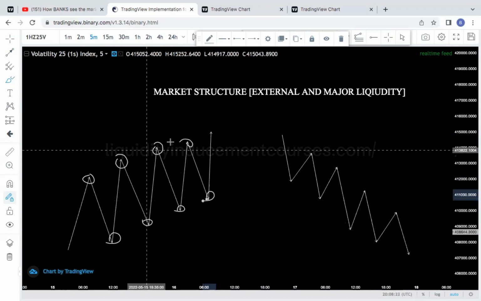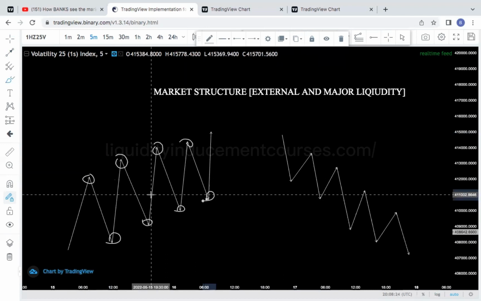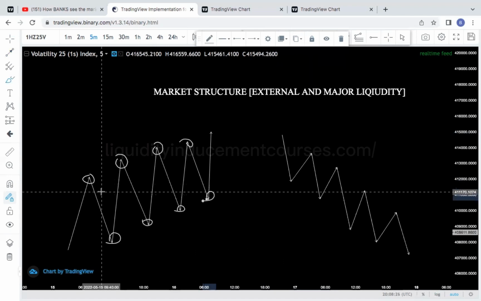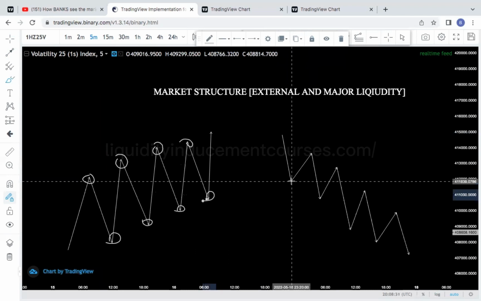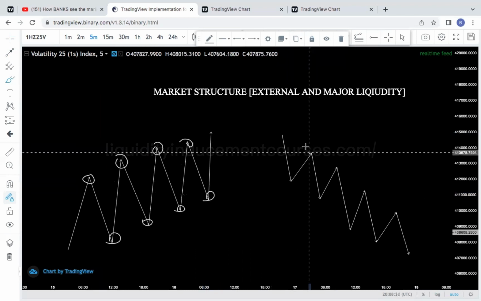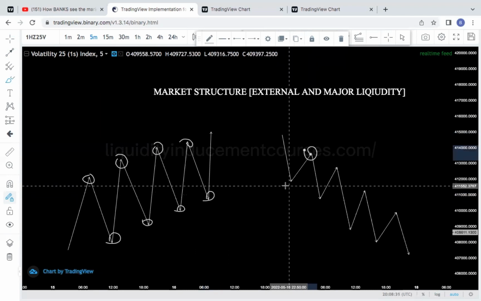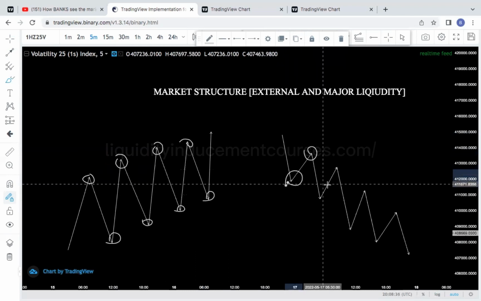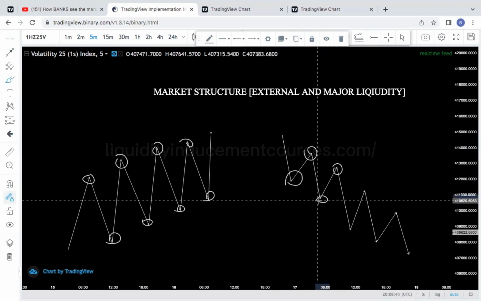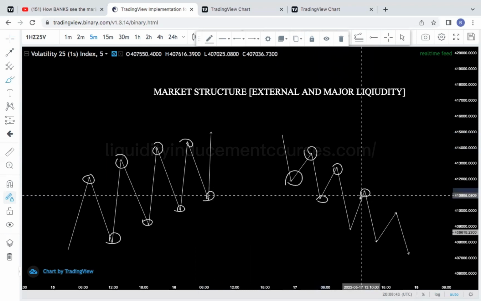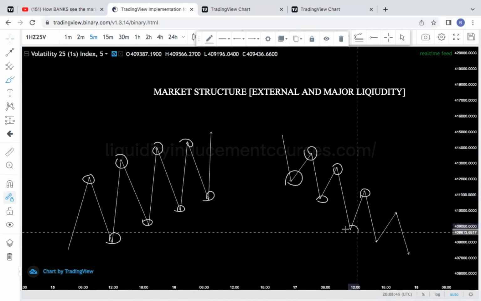Okay, the highs are called external liquidity and the lows are called major liquidity. And on your downtrend, the highs are the major liquidity, while the lows are the external liquidity. Major liquidity, external liquidity, and so on and so forth.